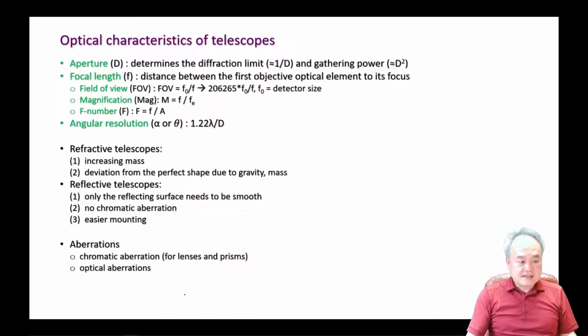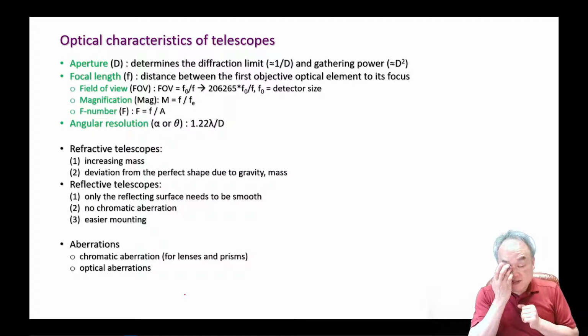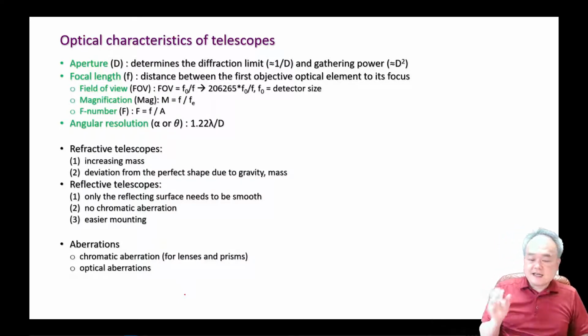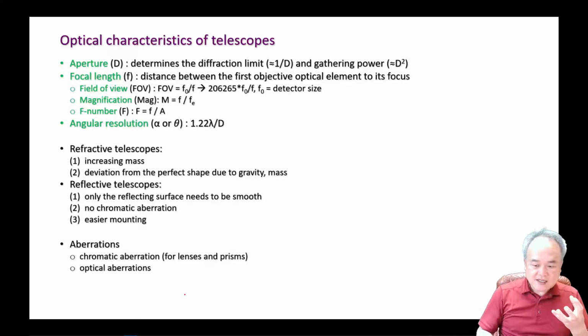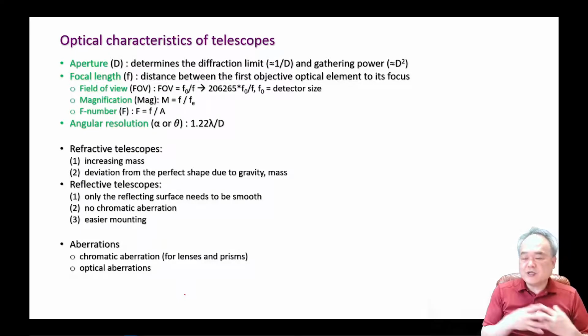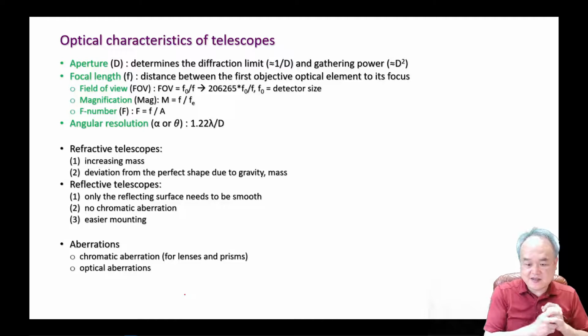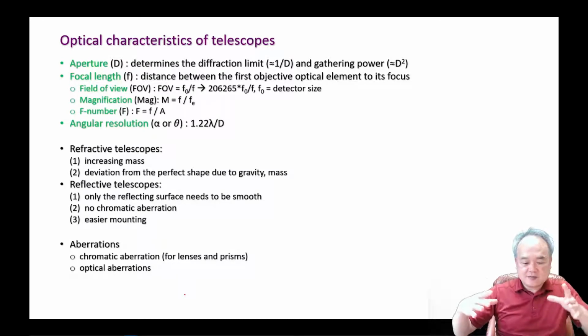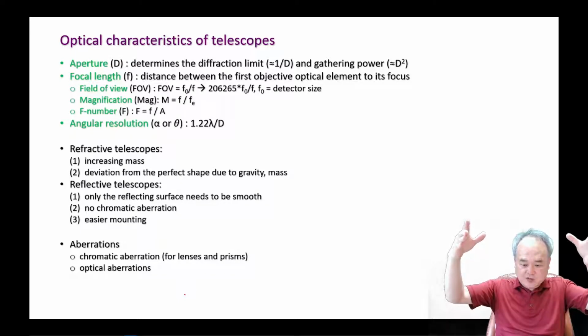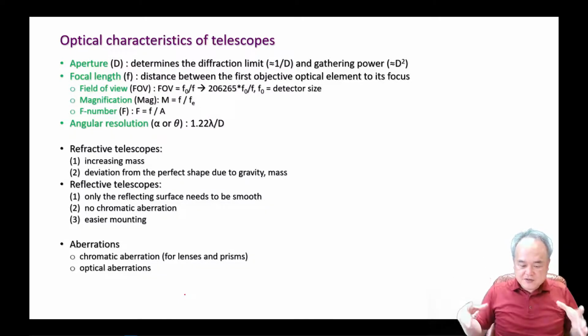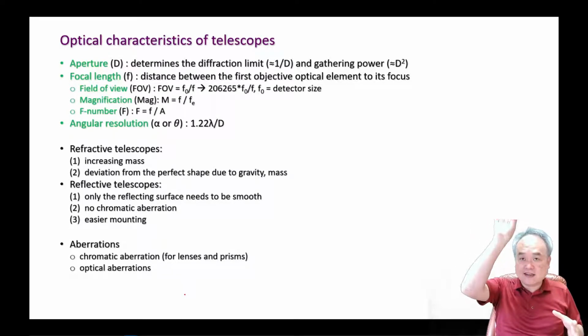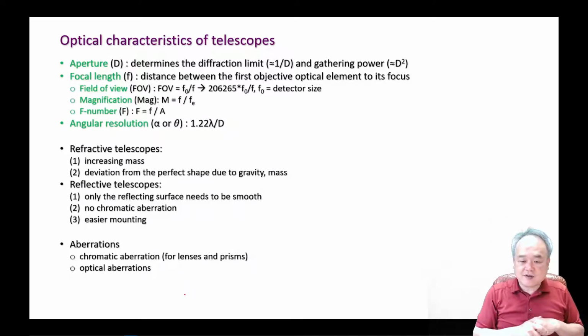Okay. Then let's talk about some optical characteristics of the telescope. First, the easiest one, the single most important number that determines the telescope, is the size. How do we determine or specify the size of the telescope? It's the size of the largest optical element, which is the first entrance optical element that the light rays from the celestial object meet in the telescope.